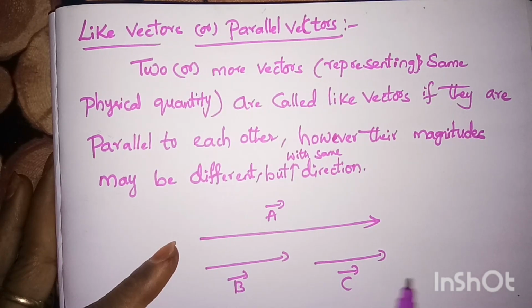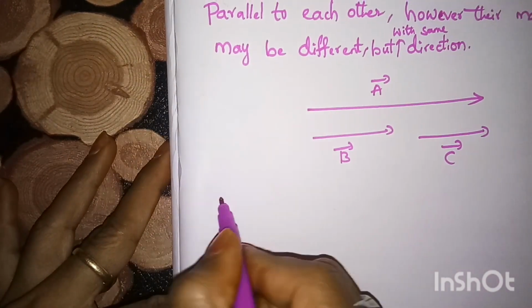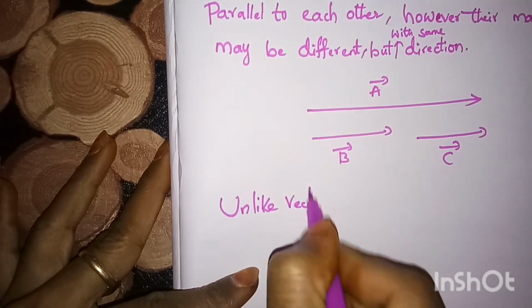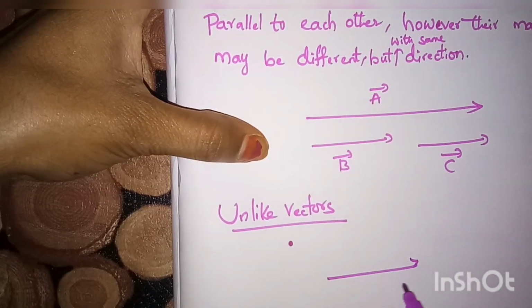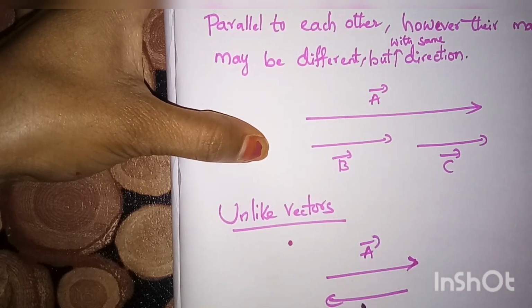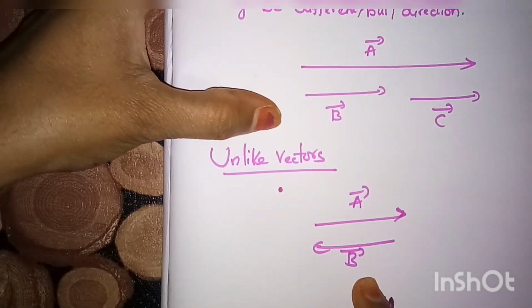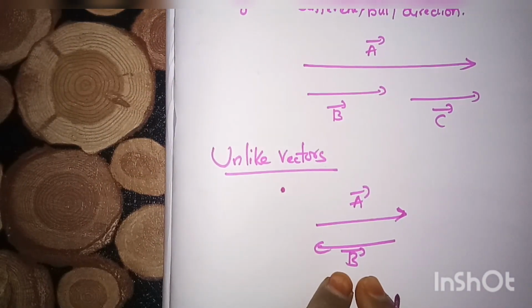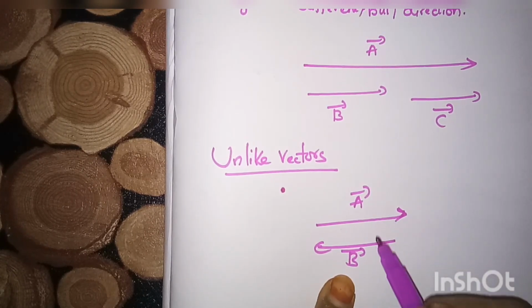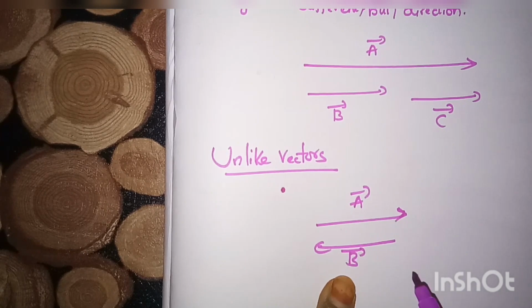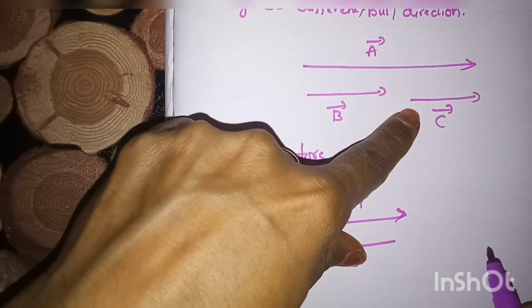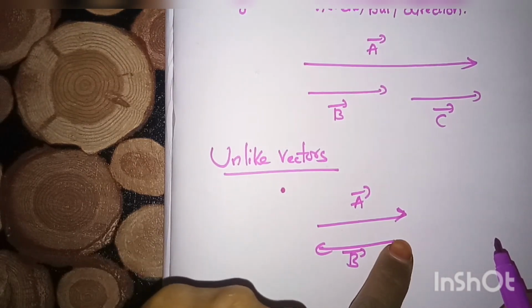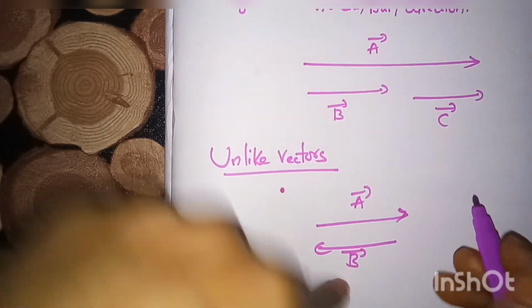Then we call it unlike vectors when vectors are moving in opposite directions to each other and the magnitudes may be different. So the magnitudes may also be different and the direction should be opposite, that we call unlike vectors. In like vectors, the direction should be the same and the magnitude can be different, and they should be parallel to each other. Here the magnitude can be different and the direction should be opposite.